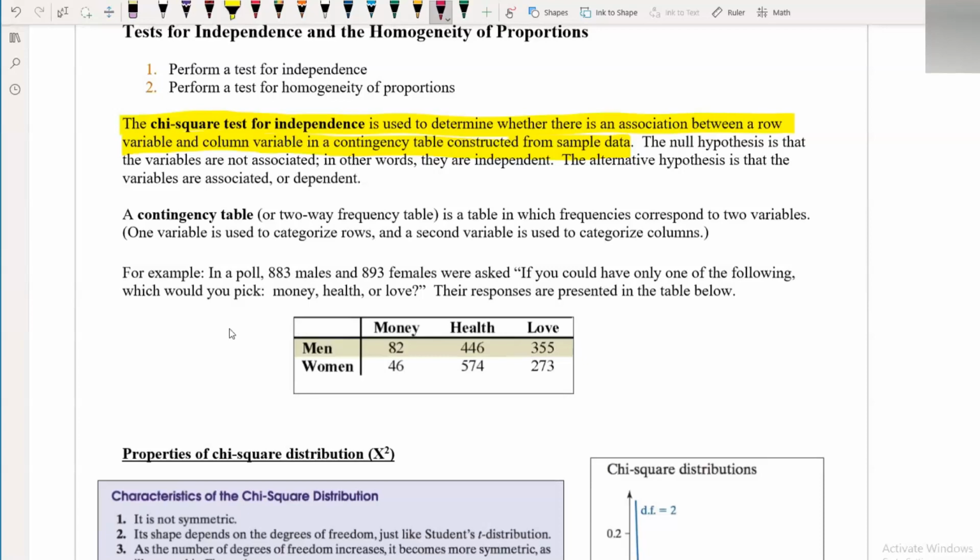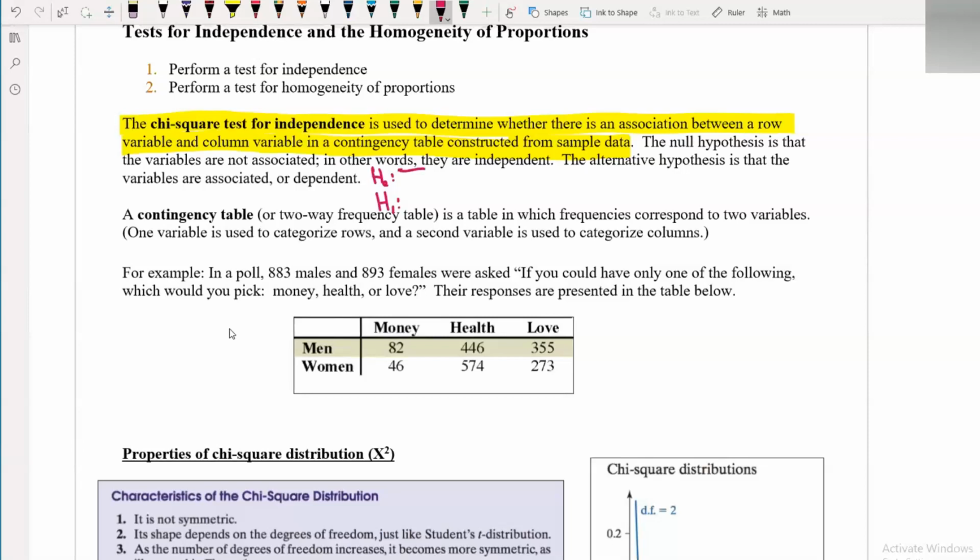So I'm writing what this one is. Here it says that the null hypothesis is that the variables are not associated, or in other words, are independent. And the alternative is that our variables are dependent or are not independent. So it doesn't matter which one you write. I'm writing these two here.